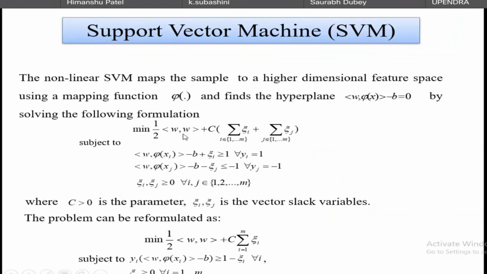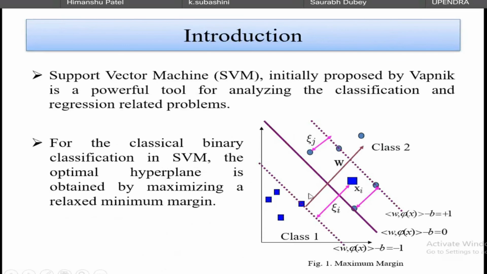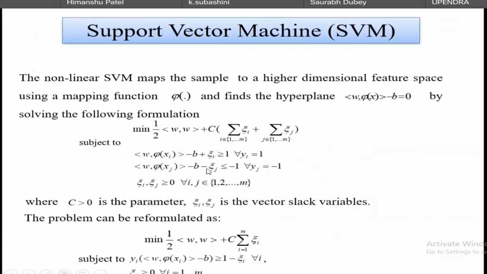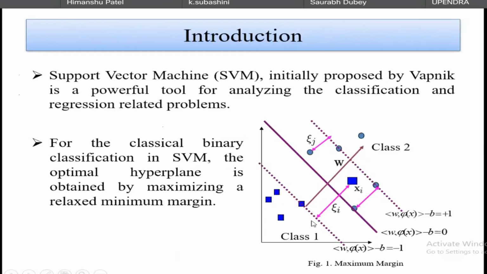So ultimately, either you are maximizing the margin, or you have to minimize this particular error. These two things you are clubbing with this regularization parameter. That is C, and obviously this C should be positive. This particular one corresponds to this hyperplane, and this second one corresponds to the -1 class.